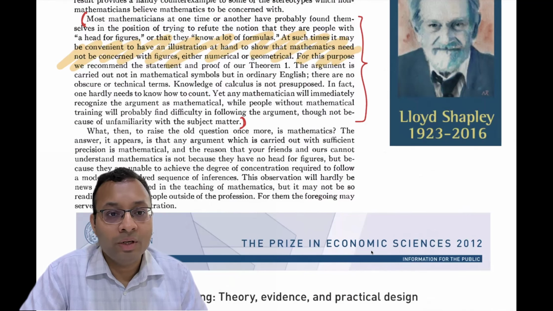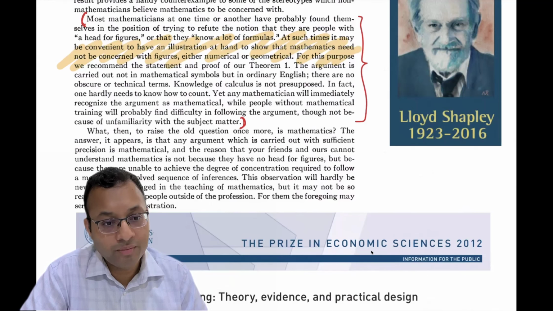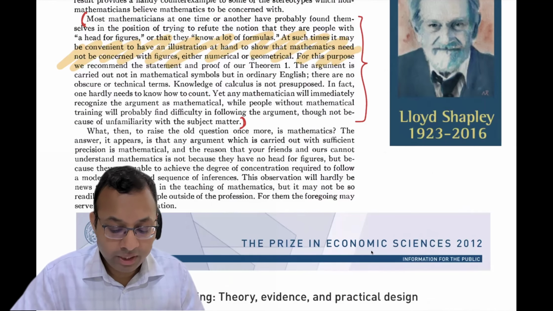The argument is carried out not in mathematical symbols, but in ordinary English. There are no technical terms, no knowledge of calculus is needed. One hardly needs to know how to count. Yet, any mathematician will immediately recognize the argument as mathematical, while people without mathematical training will find difficulty in following the argument. So it's one of those algorithms from the book which solves a very important problem, but it's very simple and elegant. So we'll see the algorithm.